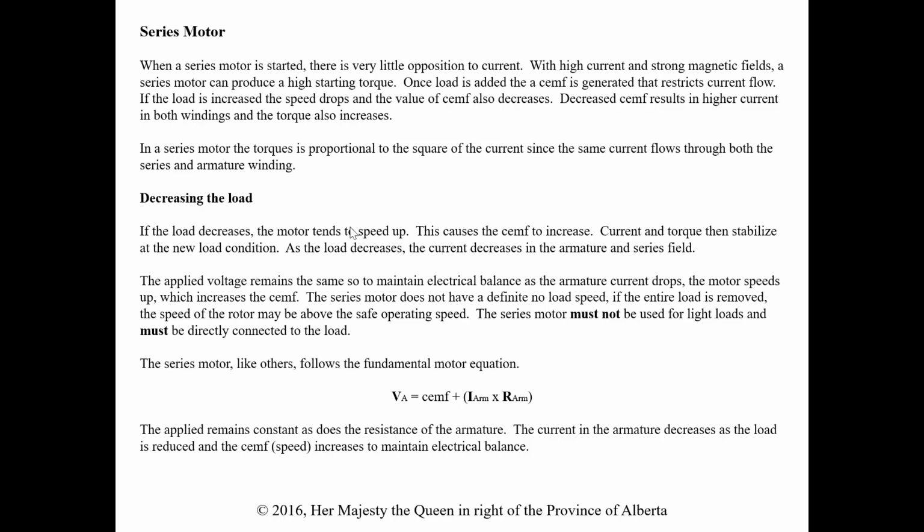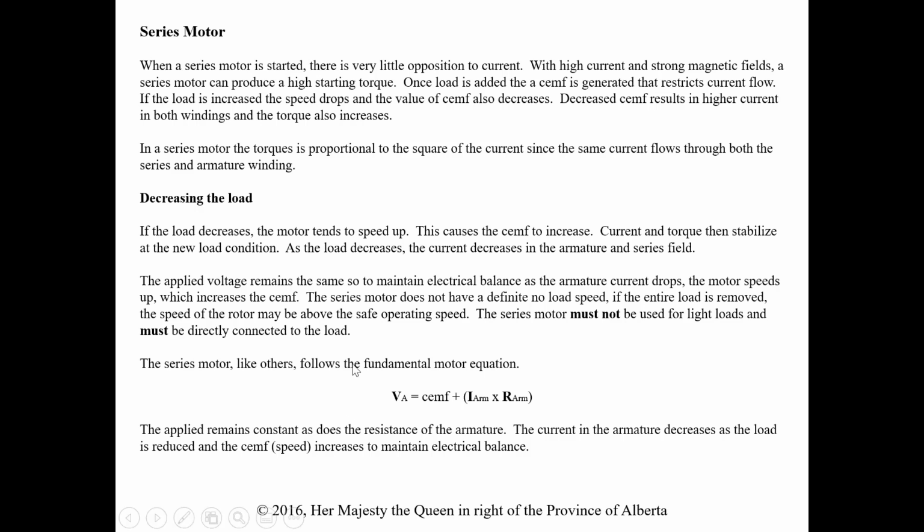The series motor does not have a definite no load speed. So that means basically there's no speed where it says, oh, at no load it runs at this RPM. Okay, if the entire load is removed, the speed of the rotor may be above the safe operating speed. So the series motor must not be used for light loads and must be directly connected to the load. So we cannot start a series motor under no load, or it will just continue to gain speed again until destructive effects.